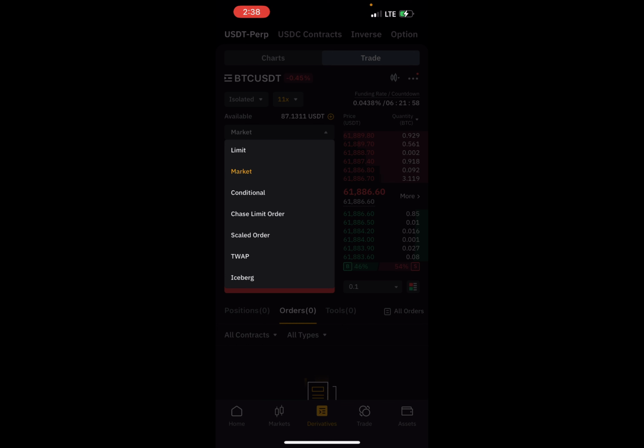And then we have the available options: we have market, we have limit, we have market order, we have conditional, we have chase limit order, we have scaled order, TWAP, and then iceberg.